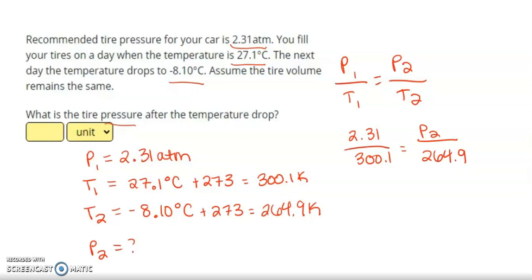There are several ways to isolate P2 algebraically. You could cross multiply. I like to divide 2.31 divided by 300.1 and then go from there. If you do that, make sure to write several digits after the decimal. So 0.007697 is what I get, equals P2 divided by 264.9.